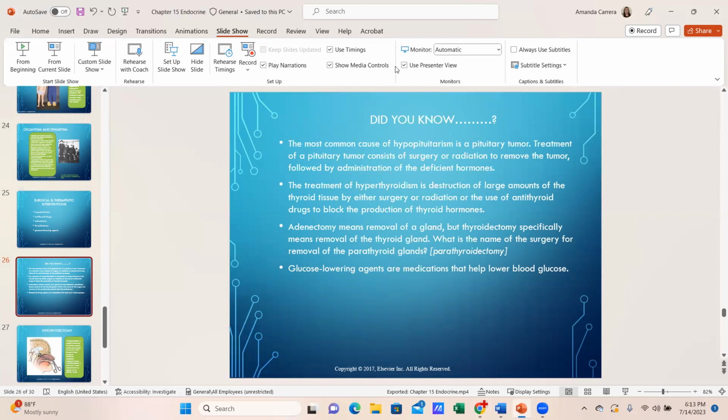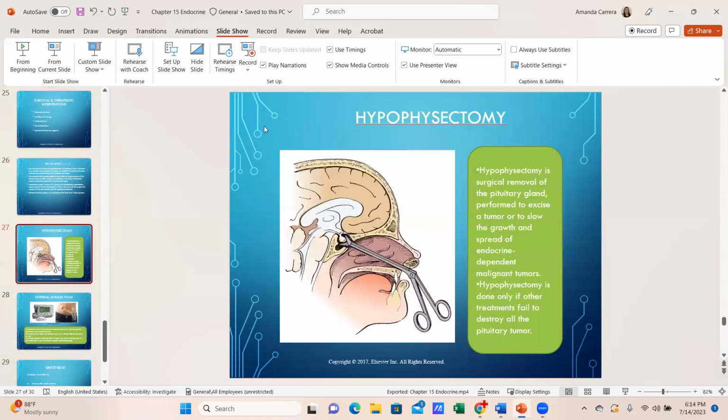Hypopituitarism is normally caused by a pituitary tumor. Okay, you can have radiation surgery. But what does that all mean? What are the ramifications? Medication management, and of course, post-op management as well. Here's a representation of how they do a hypophysectomy. This is where they're removing part of the pituitary gland to excise the tumor, to slow the growth, and we want to prevent any malignancy. We don't want the cancer to spread, so this is what they do. Yep, right through the nares there. Look, that's terrible.